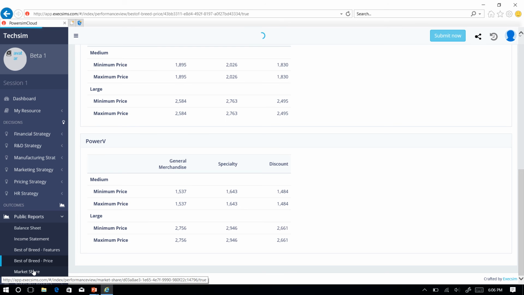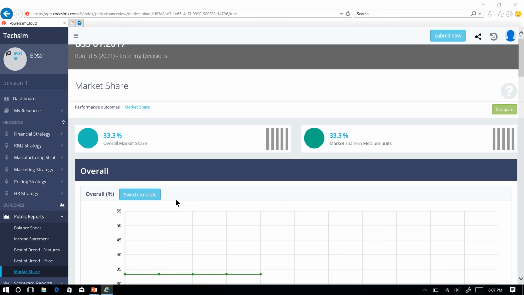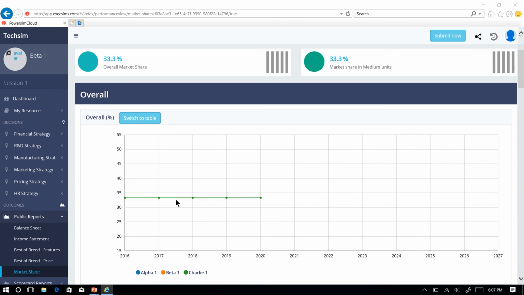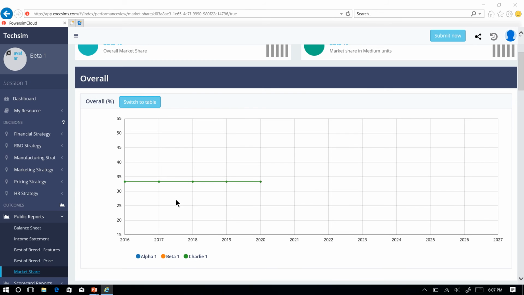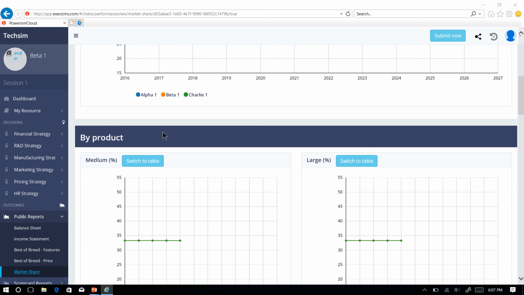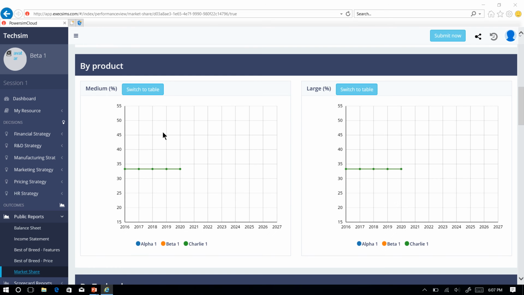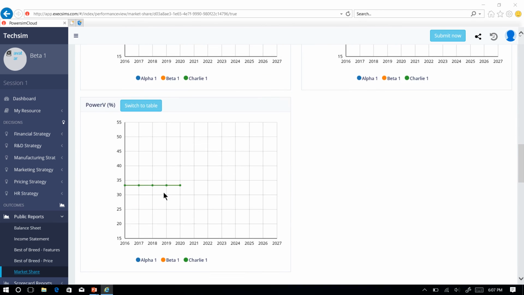The last thing in public reports is market share. And here we actually have graphs and tables. So this shows the market share for each team. And like I said, because we have not changed any of the values, they're all going to be at 33.3%, having 1/3 of the market. And it's going to be the same by product and by technology.